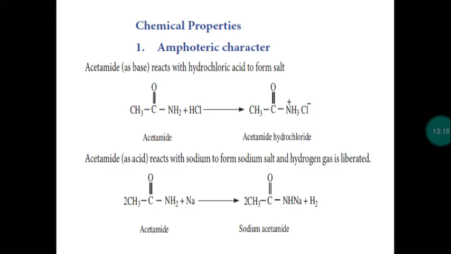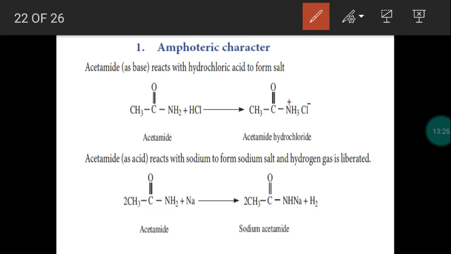Next, this is a 3-mark question. Prove that acetamide is amphoteric in nature. Amphoteric represents dual nature. So acetamide can behave as a base as well as an acid, so that it has dual nature. We can prove that it is an amphoteric substance. First one, we add acid with amide.